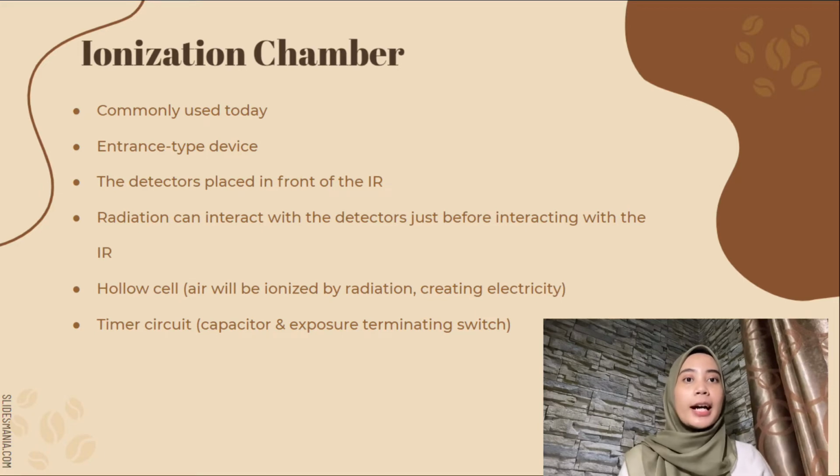Alright, next is the ionization chamber. Ionization chamber is commonly used today. It's an entrant type device because the detector is placed in front of the image receptor, IR, so the radiation interacts with the detector just before it interacts with the image receptor. The component of this ionization chamber is hollow cells, in which the air is ionized by the radiation, and then it creates electricity. Next, it also has a timer circuit that functions the same as the timer circuit in the phototimer before, which acts as a capacitor and exposure terminating switch.